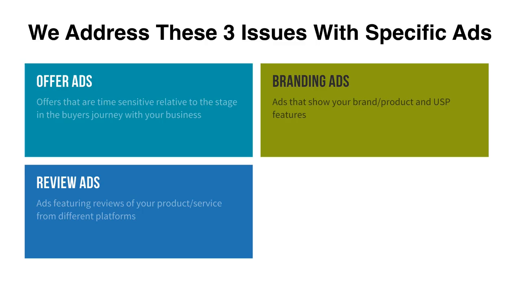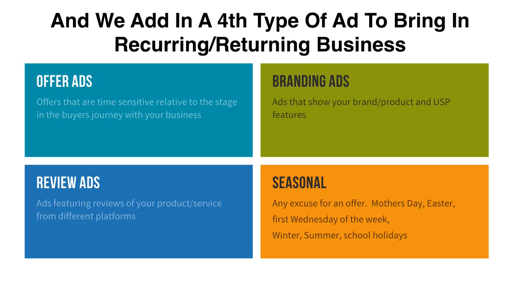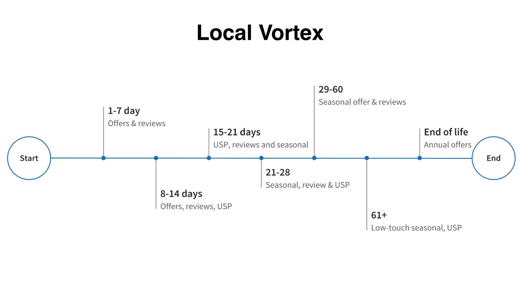And then the third thing is branding ads. So ads that show your brand and your unique selling propositions and features of your company is the third type of ad that we run. And then we also add in a fourth type of ad to bring in recurring and returning business for you as well. We can run seasonal, Mother's Day, Easter offers. We can run winter, summer, or holiday specials. So there's lots of ways that we can run these quote unquote seasonal ads for you as well.